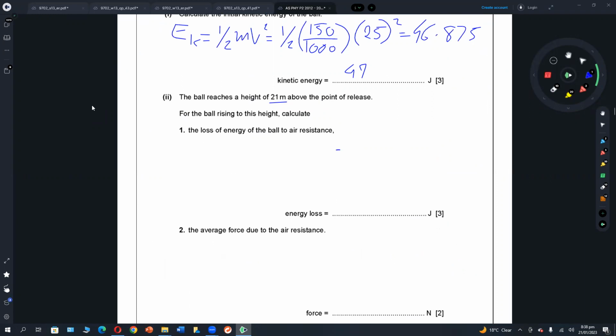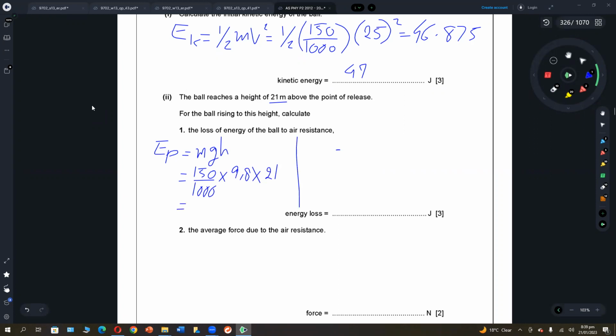Now I do this: I already know the kinetic energy, so I will find the potential energy. Potential is equal to mgh. Mass is 150 upon 1000 into 9.8 into 21. I'm finding potential energy so that I can know how much energy is translated into potential. The remaining would be the energy lost to air resistance. So calculate the potential energy and give it to me.